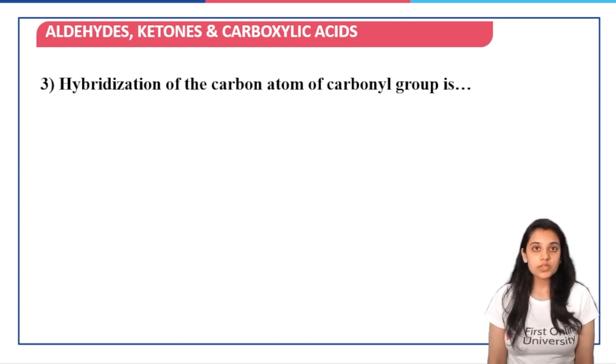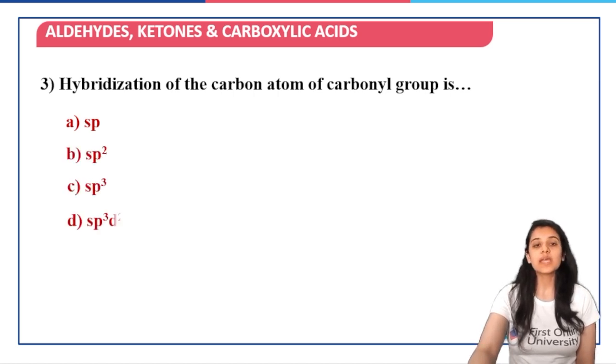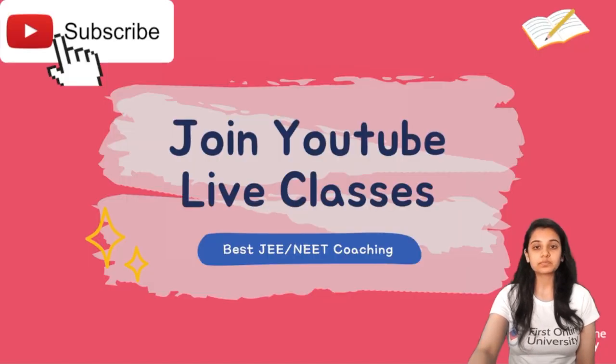Now let's move on to the third question. The third question is the hybridization of the carbon atom of the carbonyl group. We've already seen, since there is one sigma and one pi bond with the oxygen and there are two other sigma bonds, the hybridization is going to be sp2. So option B is the right answer.